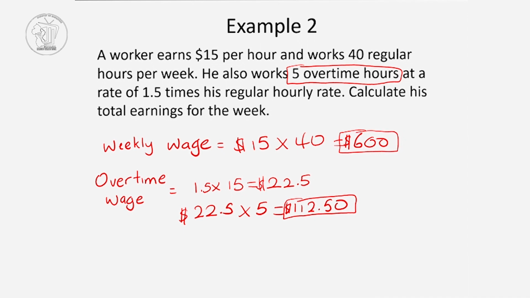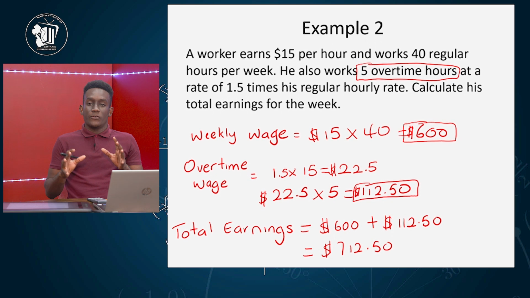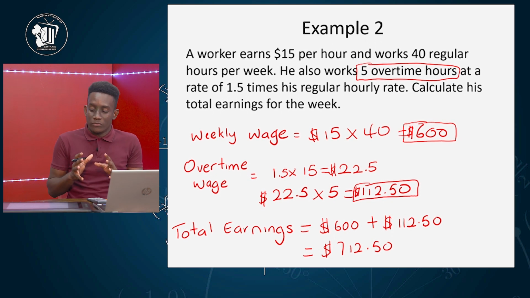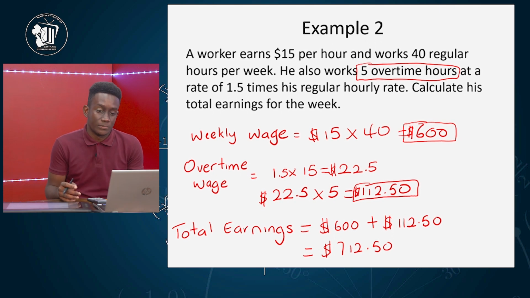So calculate his total earnings. His total earnings would be his weekly wage, which is $600, plus his overtime wage, which is $112.50. And when we add all of this together, we'll get $712.50. So his total earnings for the week would be $712.50 when we calculate his overtime plus his normal and add those two together.